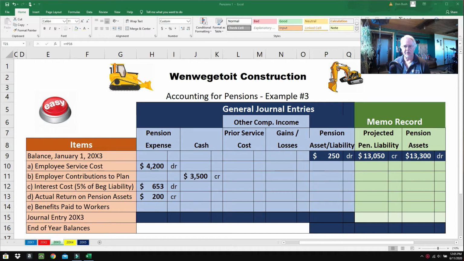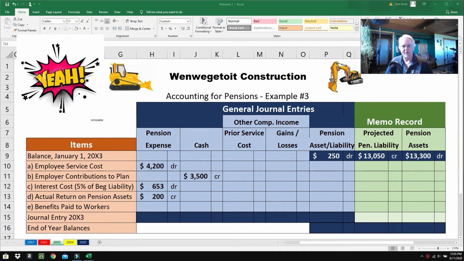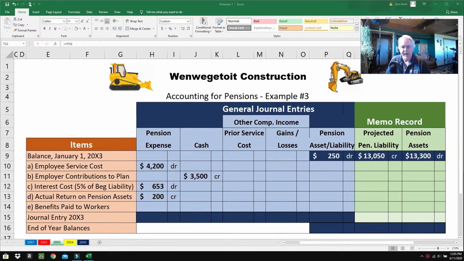So here we go. This is example number 3. So far we've done 2 examples on accounting for pensions. Example number 3 is very much like example number 2, with the exception that you guys get to help me out and figure out where these numbers go. Since this is example 3, we're calling it the year 2003, and these beginning balances came from example 2. They were the ending balances in example 2.